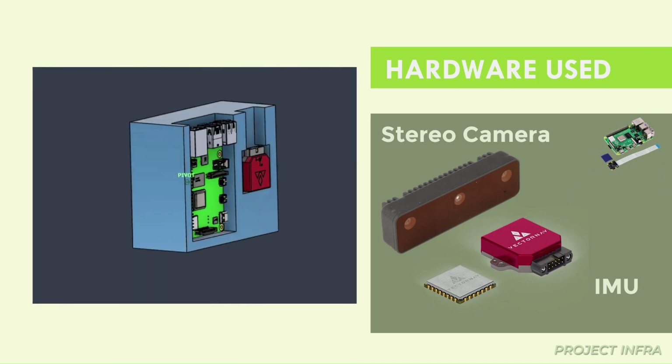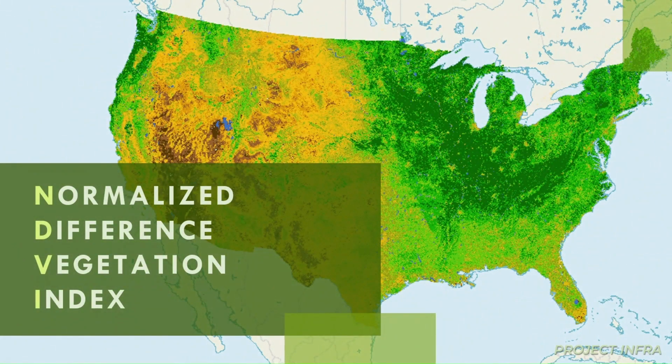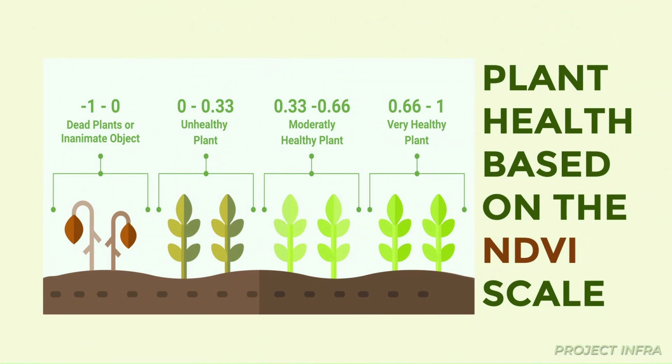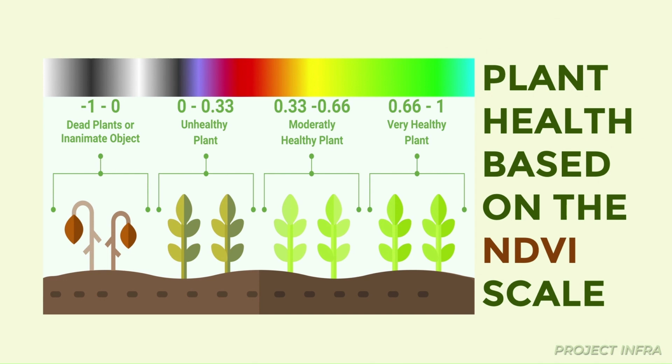To understand how this works, you need to know something known as the NDVI scale, which stands for Normalized Difference Vegetation Index. NDVI is an algorithm that outputs a value between -1 to 1, which is used to determine the plant health as shown. The NDVI scale is then mapped using a color map to visualize the same.